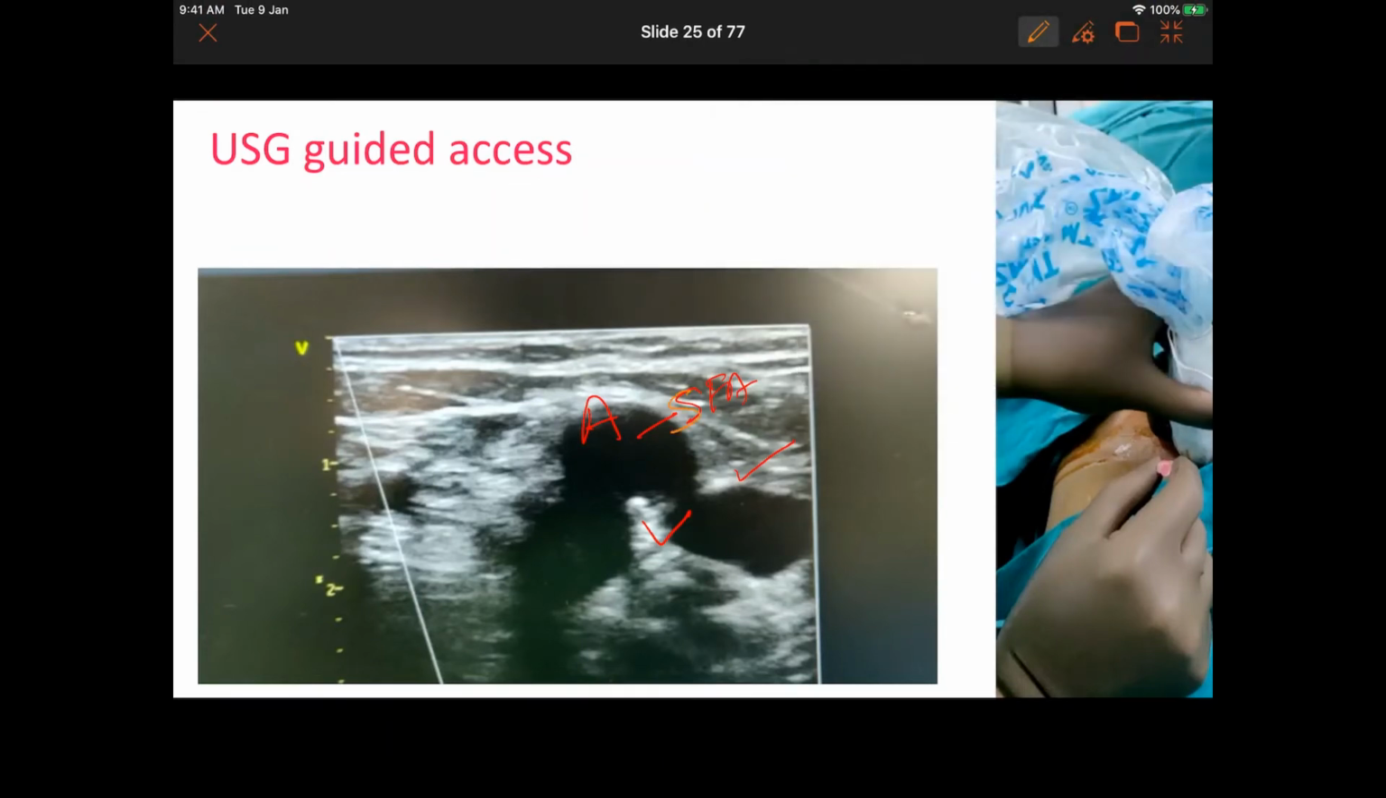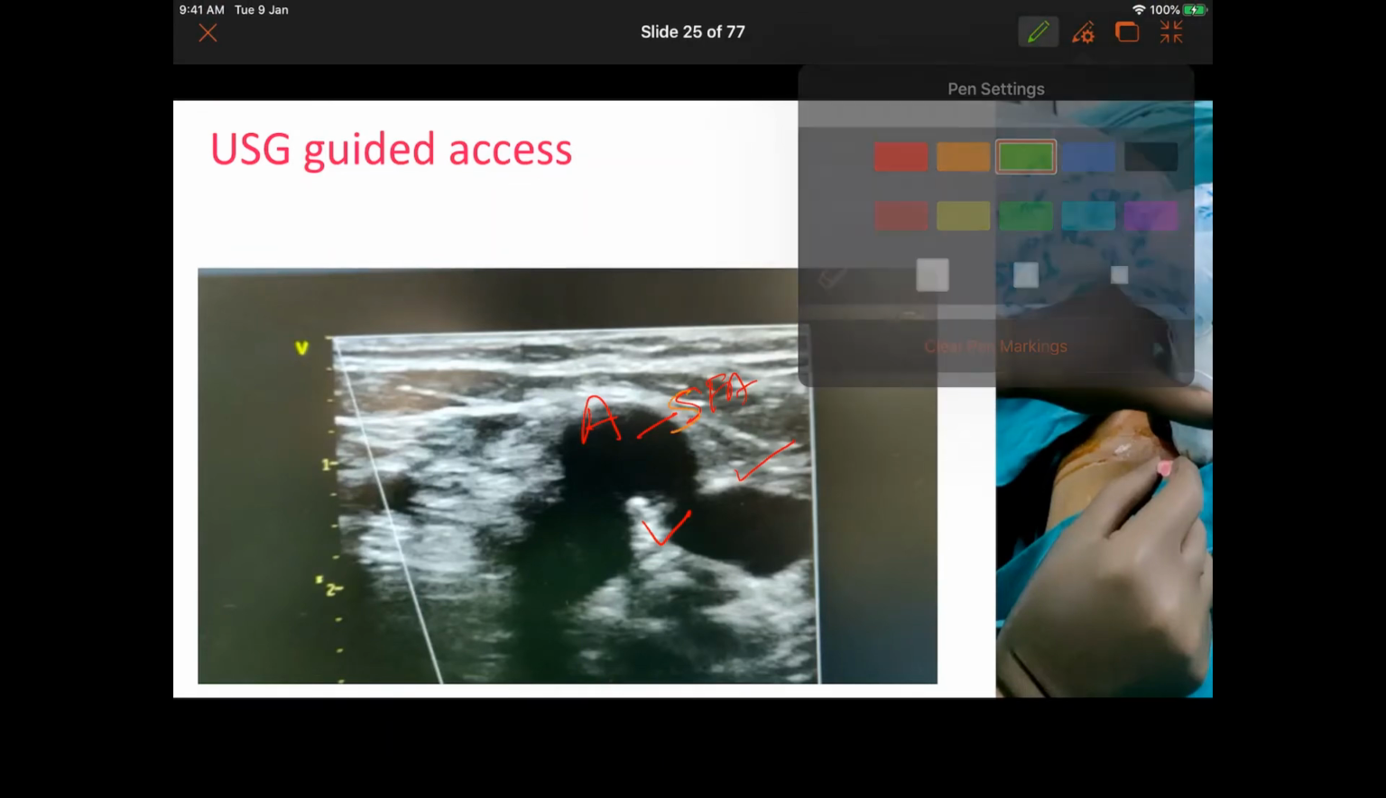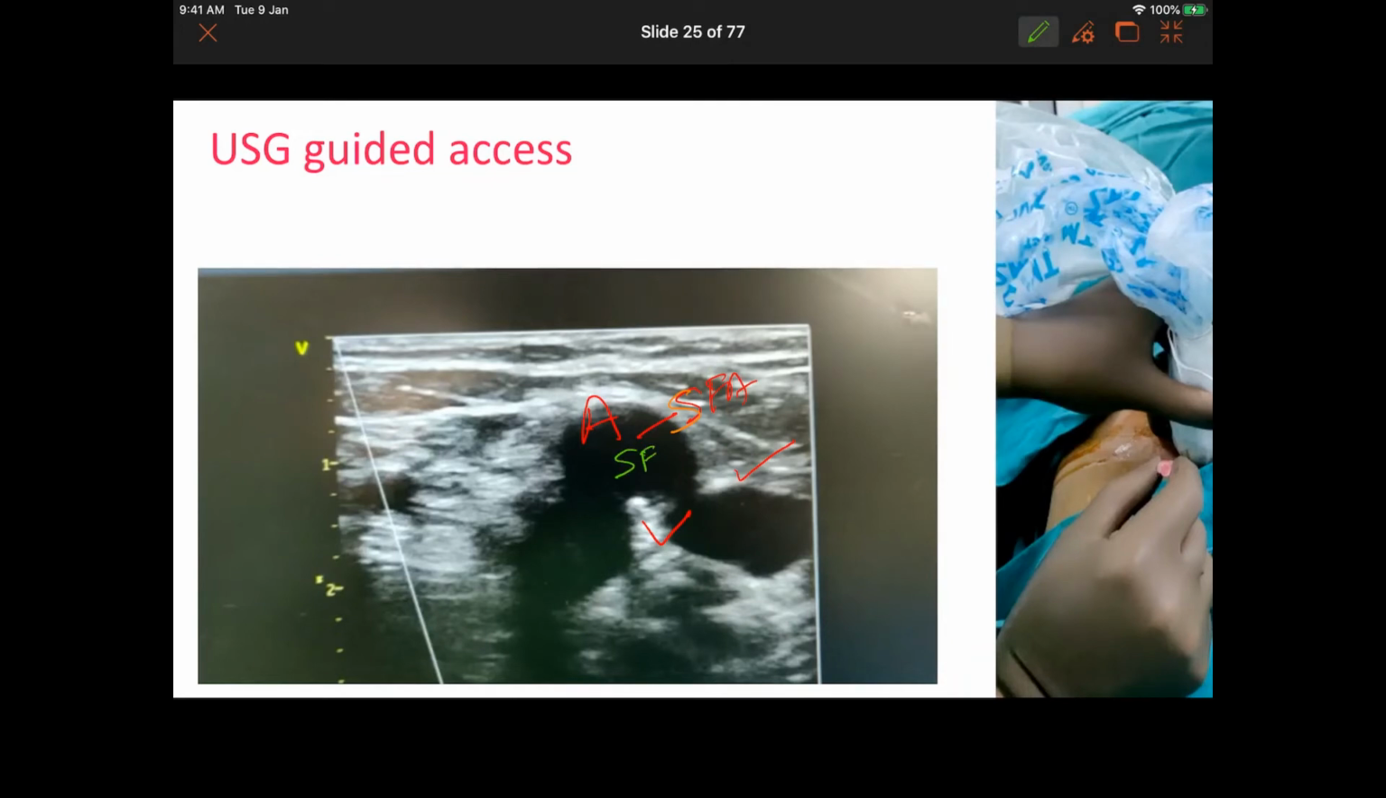So this is the SFA, this is the profunda femoris, and this is your vein. This is the vein. So this is the point where the common femoral artery is bifurcated into two branches.